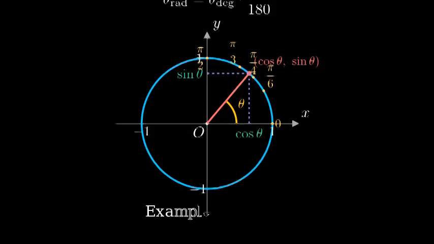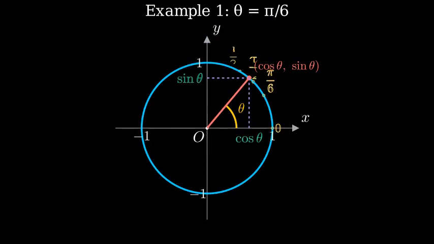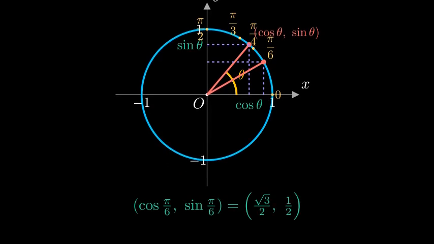Example 1. Find cosine of pi over 6 and sine of pi over 6. We'll draw the radius at pi over 6 and drop the projections. The coordinates are root 3 over 2 for x and 1/2 for y. So cosine of pi over 6 is root 3 over 2, and sine of pi over 6 is 1/2.